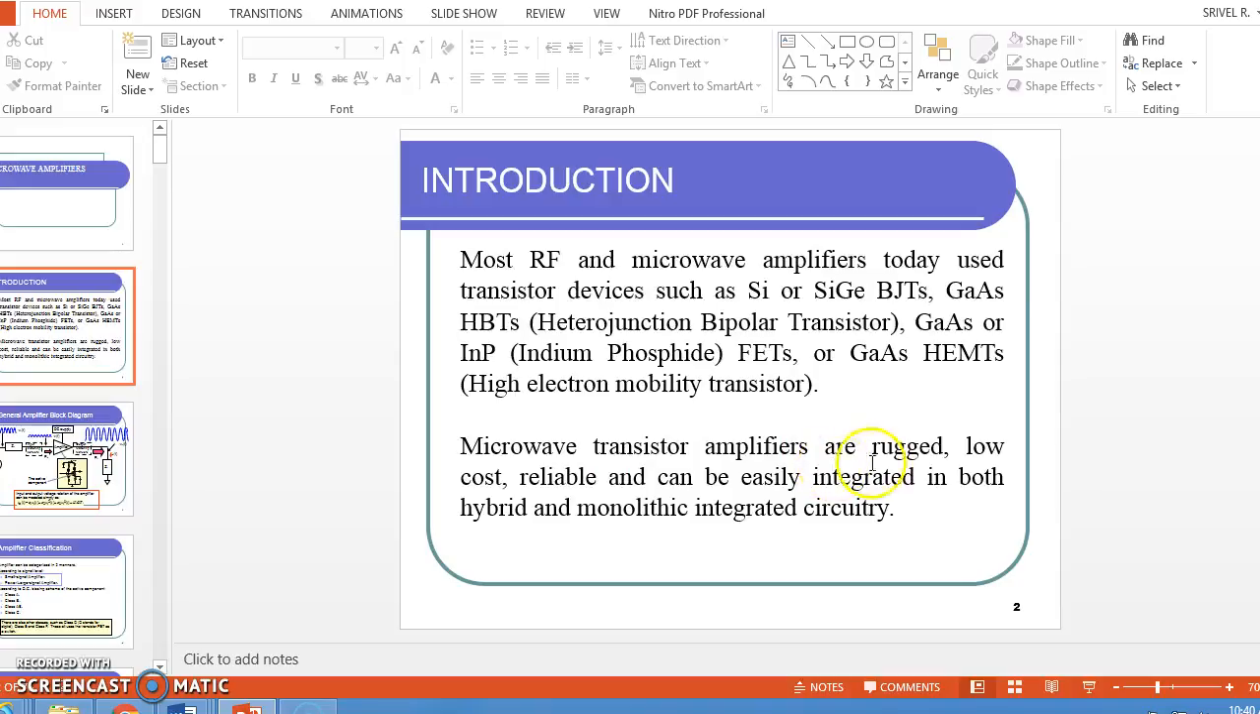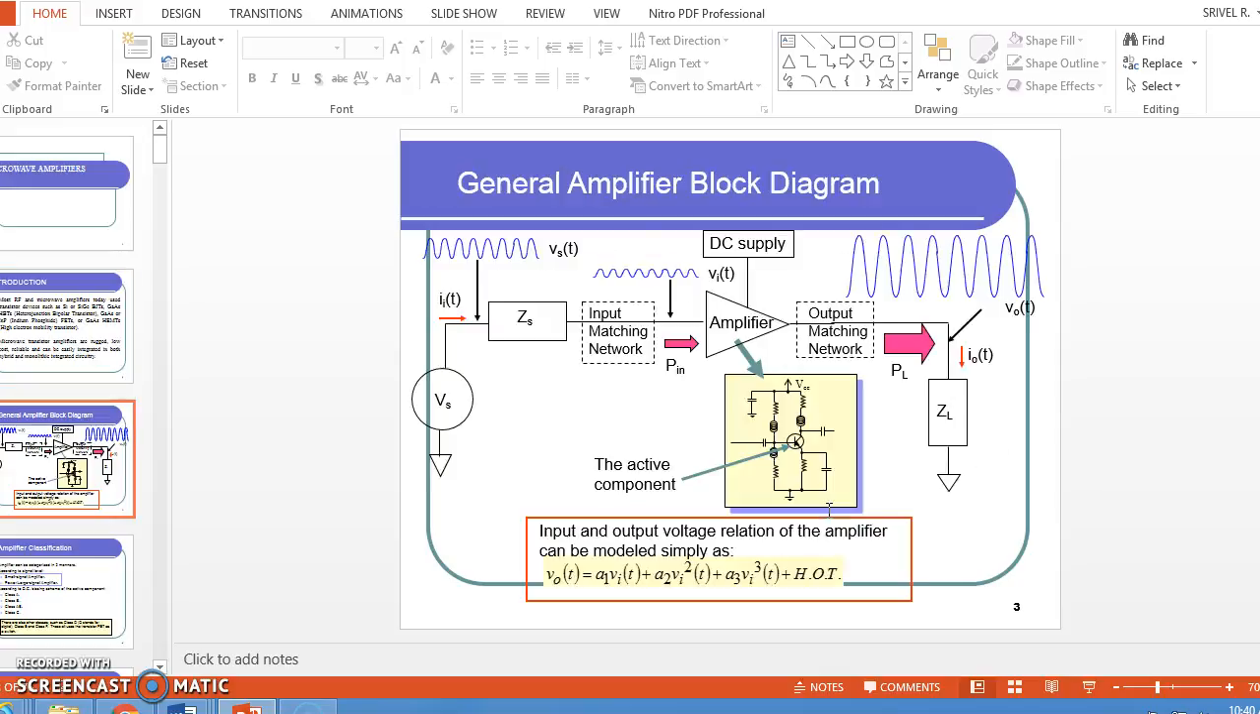Microwave transistor amplifiers are rugged, low cost, reliable, and can be easily integrated in both hybrid and monolithic integrated circuits. This is a general block diagram of an amplifier block. In this we have an input voltage source Vs, then the input impedance ZS, then the input matching network, and then the amplifier that can be designed with an active component, a transistor, then the output matching network, then a DC bias.